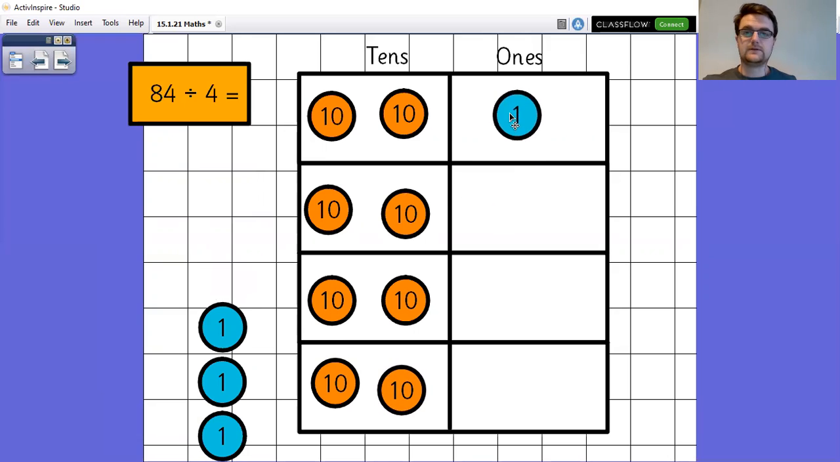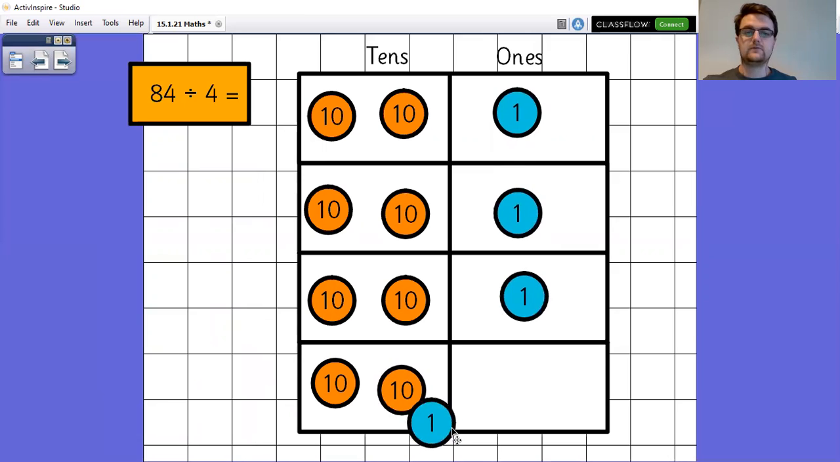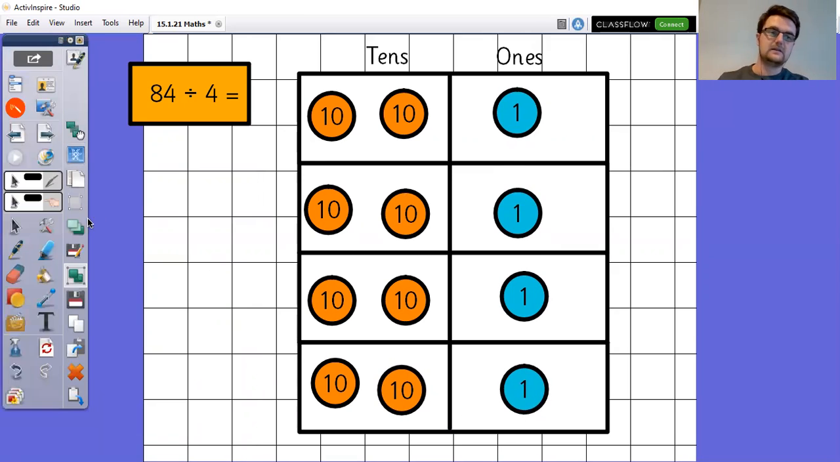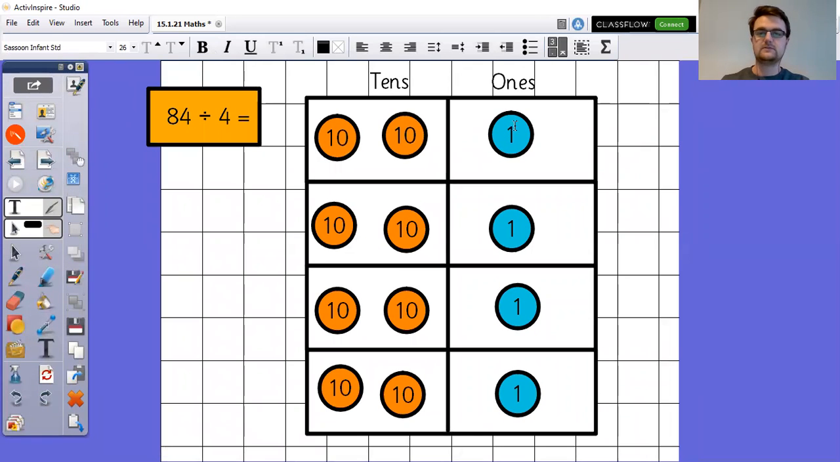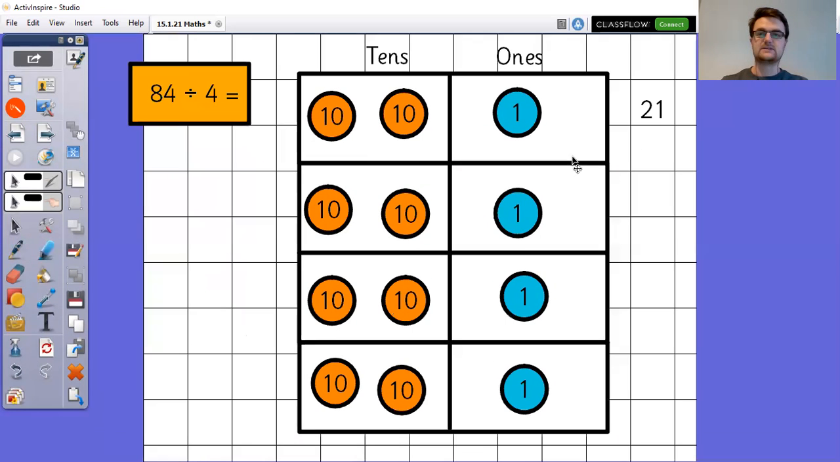Then I've got 4 1s. 1, 2, 3, 4. So each of my 4 groups is equal. I can see that in one group, I've got 2 10s and 1 1, which is 21. So 84 divided by 4 is 21. I might want to just quickly check to see that it's the same in each row. With this number, I can see that it is. So nice and even, which means that each group has got 21 in it.